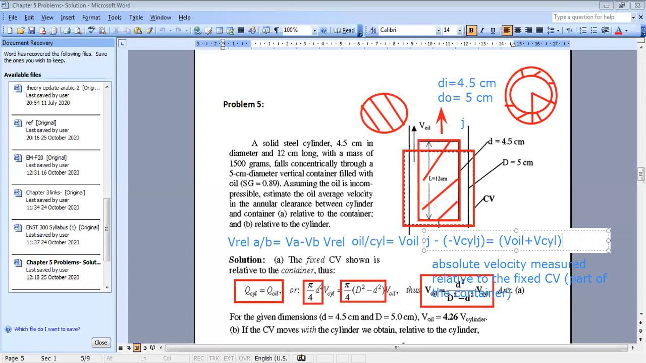along J. Okay. So of course, if a person is standing on the cylinder and measuring the velocity of the oil, you will measure a higher velocity. Why? Because the cylinder is going down while oil is going up. Okay. Any question on this problem?